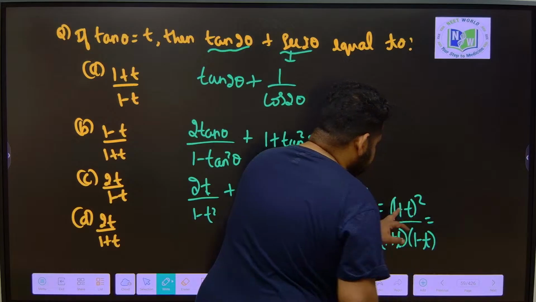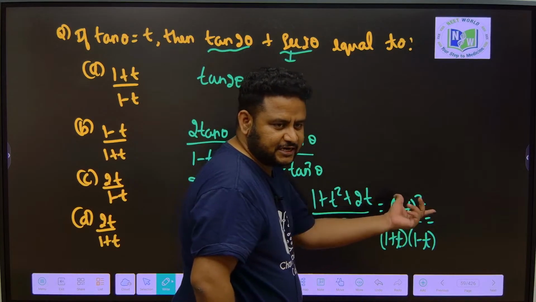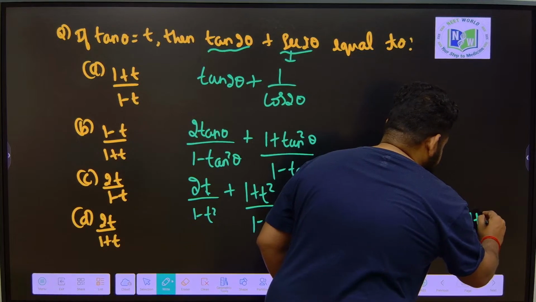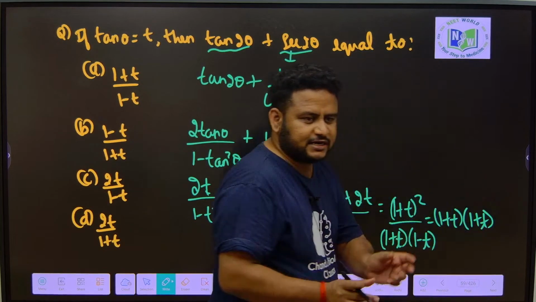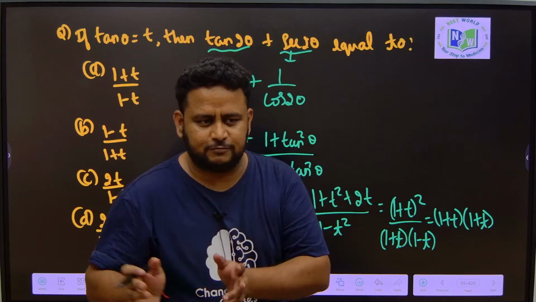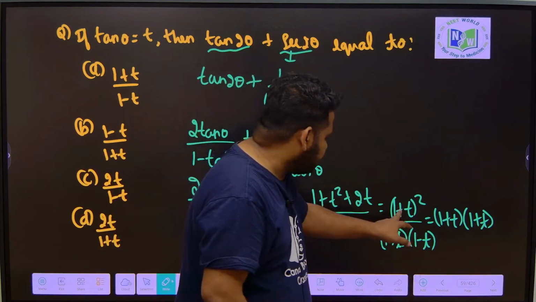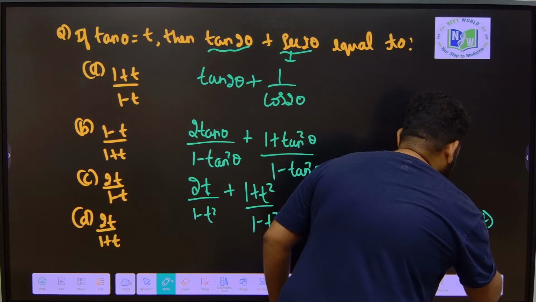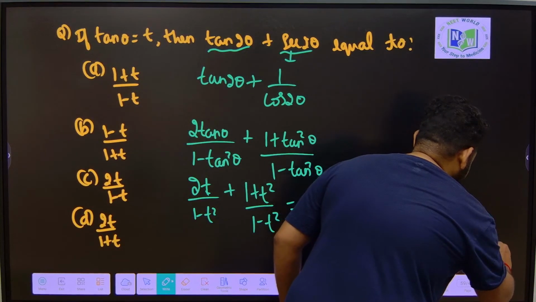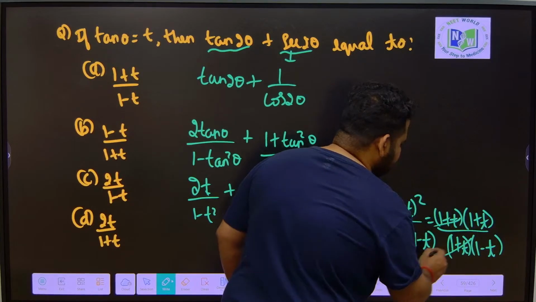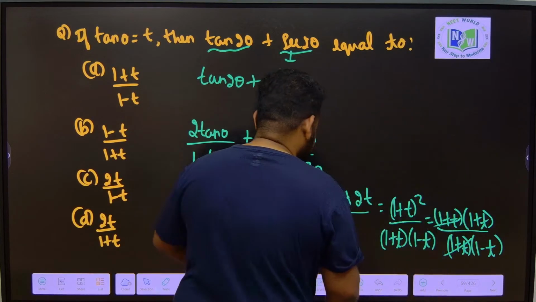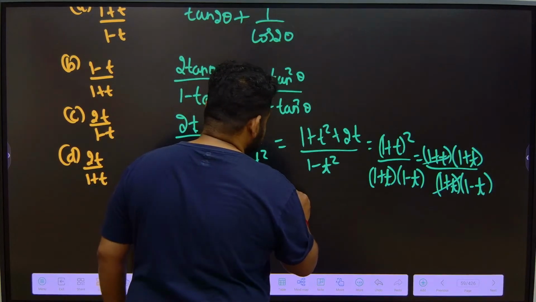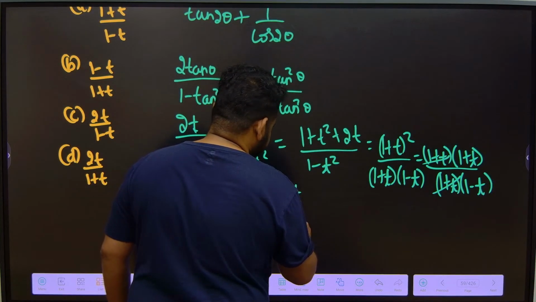So further, this (1 plus t) whole square I can split. I can write it as (1 plus t) into (1 plus t), that is, a square can be written as a into a. Correct? So (1 plus t) into (1 plus t) I have written. Denominator I have (1 plus t) into (1 minus t). So I can cancel. What I am left with is just (1 plus t) by (1 minus t).